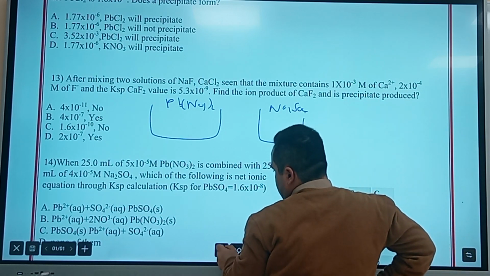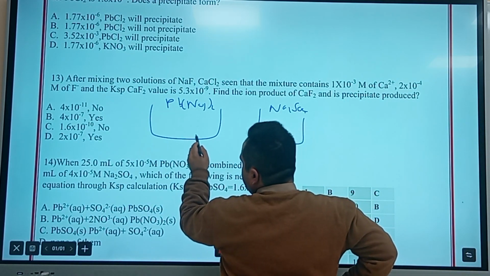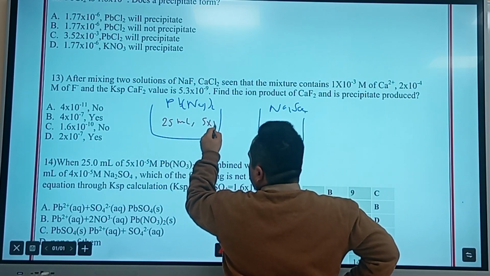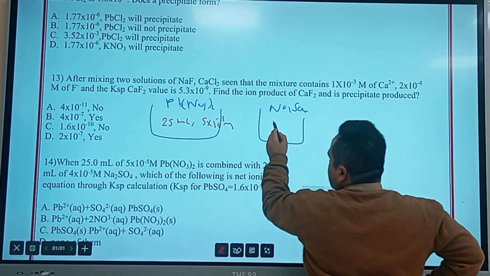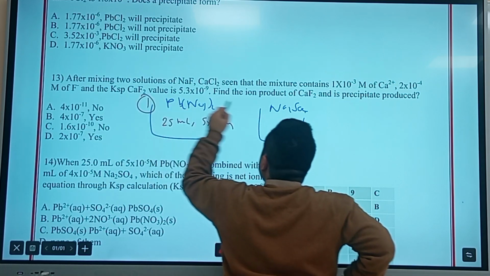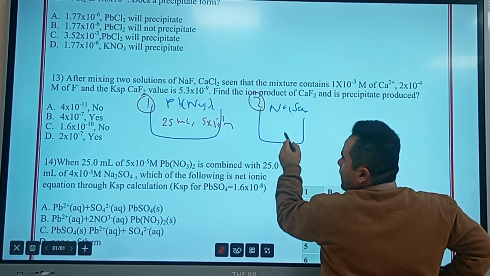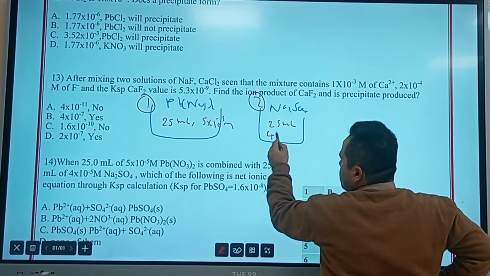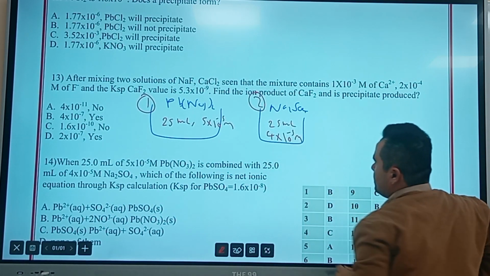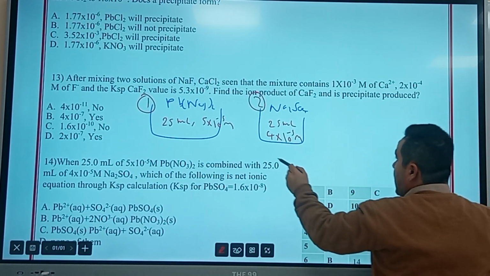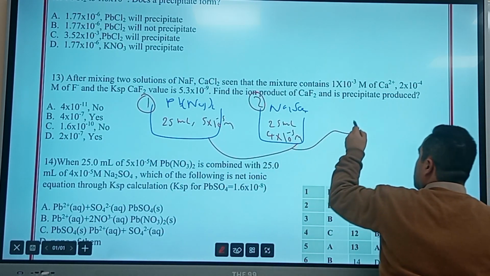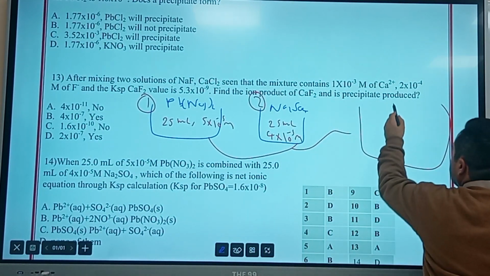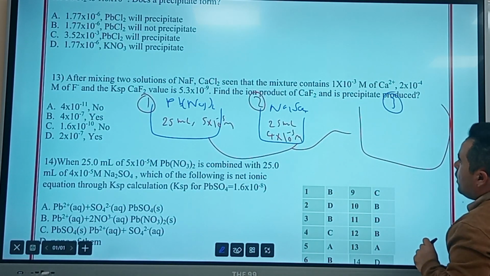Na2SO4. The quantities given: the first is 25 milliliters with 5 × 10^-5 molarity, and the second is also 25 milliliters but 4 × 10^-5 molarity. When we mix these two into another container, suppose this is the third solution, we will get what?